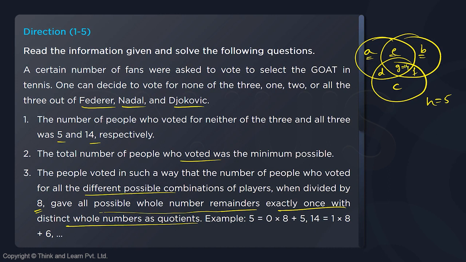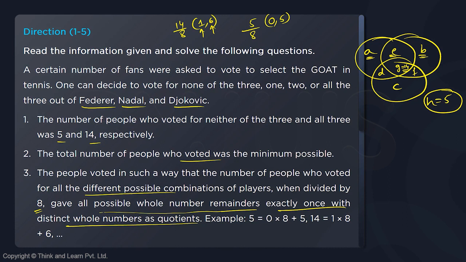So now what he's saying is each of these numbers are in such a way that when you divide by 8, each number will give you a distinct quotient and a distinct remainder. For example, if you take 5, when you divide by 8, you will get quotient 0 and remainder 5. If you take 14 when you divide by 8, you will get quotient 1 and remainder 6. Right? So like that, each one of these numbers have a distinct quotient and a distinct remainder.